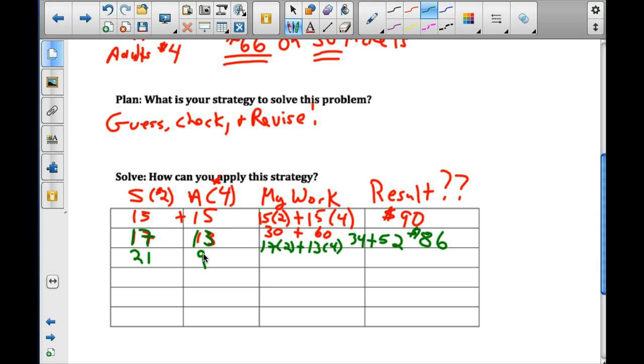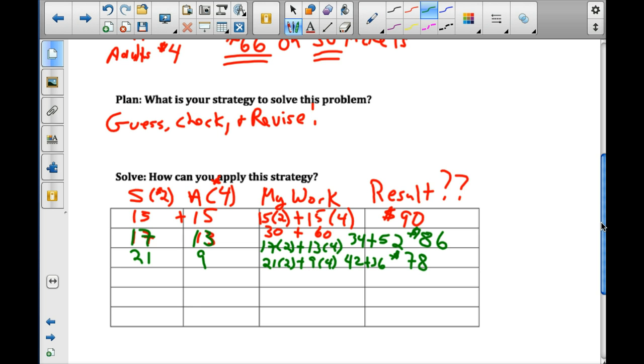Has anybody got the answer yet? No? I mean, no, the right answer. I don't even know if this one's right. 21 times 2 plus 9 times 4 will be 42 plus 36, which is 78 bucks. Hey, we're getting there, but we're still way too high.